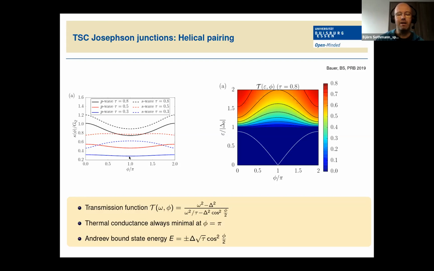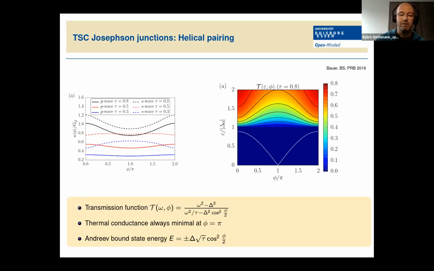And what we find is that the thermal conductance in the P-wave case always has a minimum at phase difference pi. And this can in fact be again linked to this Majorana Andreev bound state that occurs at phase difference pi and is locked to 0 energy. So there's the reduced transmission above the superconducting gap that gives rise to the minimum in the thermal conductance.